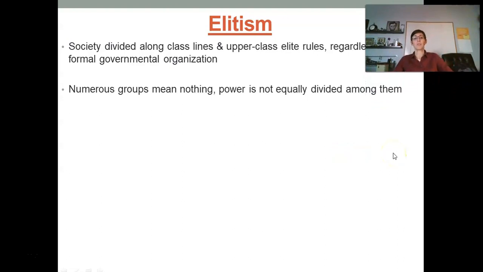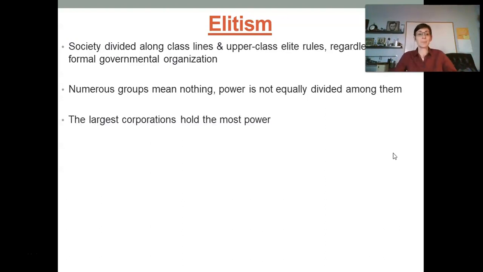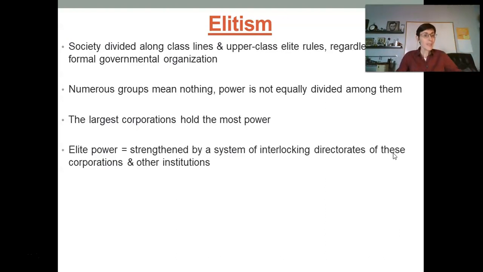Numerous groups mean nothing because power isn't divided equally among them. So this is taking direct aim at the theory of pluralism. Largest corporations hold the most power. Elite power is strengthened by a system of interlocking directorates of these corporations and other institutions.